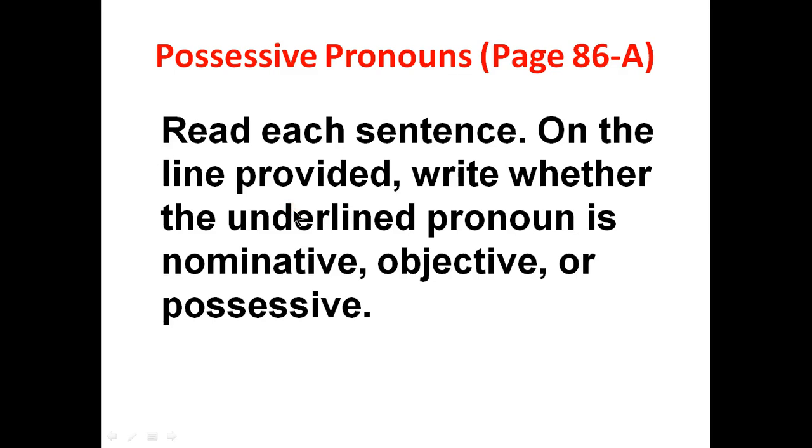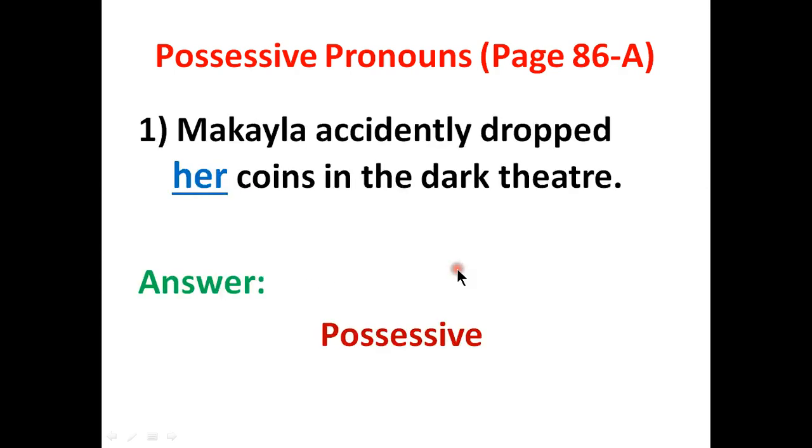On page 86, we have two exercises. For exercise A, my dear students, please read each sentence. On the line provided, write whether the underlined pronoun is nominative, objective, or possessive. Number 1. Michaela accidentally dropped her coins in the dark theater. So our answer will be possessive. The underlined pronoun her is possessive. Please write possessive on the line.